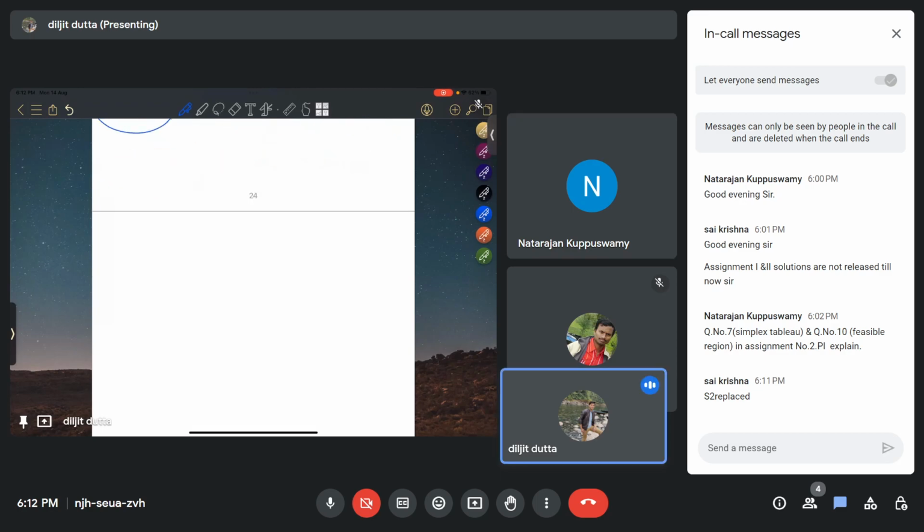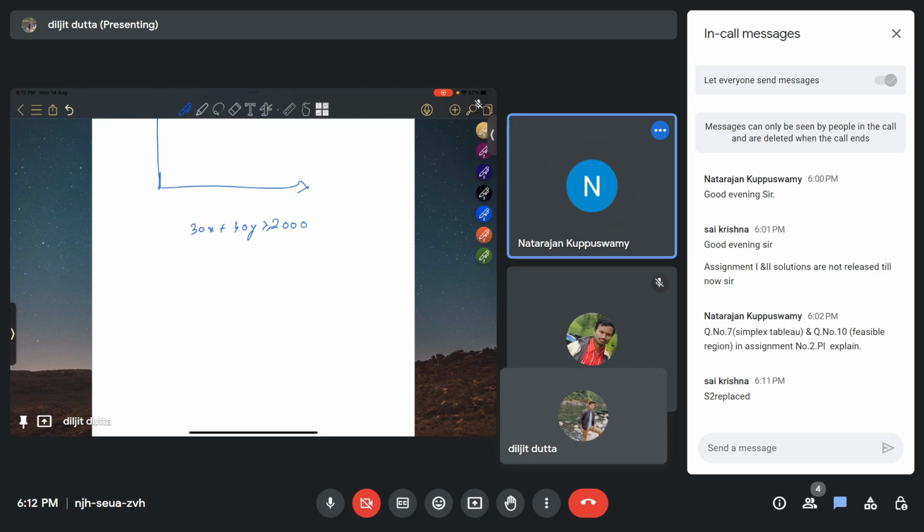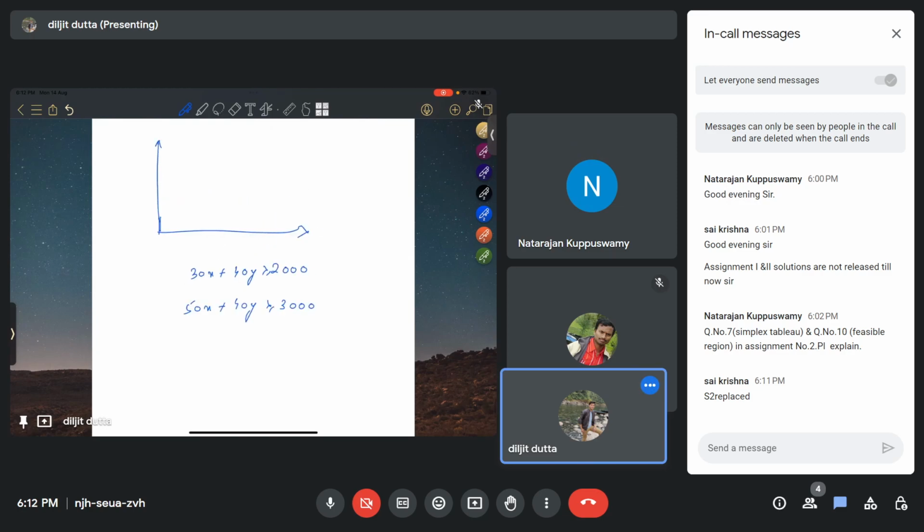Based on question number 9, the answer is 30x plus 40y greater than or equal to 2000, right? The answer is, I think, 50, 12.5. That answer is fine, but the question is only how to find the feasible region. We'll see the equations first. The equations are 30x plus 40y greater than or equal to 2000. Another is 50x plus 40y greater than or equal to 3000. And obviously x and y are greater than or equal to 0.